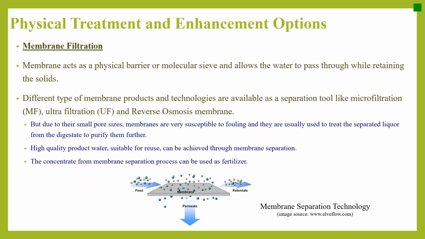Membrane filtration. Membrane acts as a physical barrier or molecular sieve and allows the water to pass through while retaining the solids. Different types of membrane products and technologies are available as a separation tool, like microfiltration, ultrafiltration, and reverse osmosis. But due to their small pore sizes, membranes are very susceptible to fouling, and they are usually used to treat the separated liquid from the digestate to purify it further. So rather than treating the solid part of the digestate, they are better suited to treat the liquid portion of the digestate. And high quality product water suitable for use can be achieved through this membrane separation. The concentrate from the membrane separation process can be used as fertilizer.